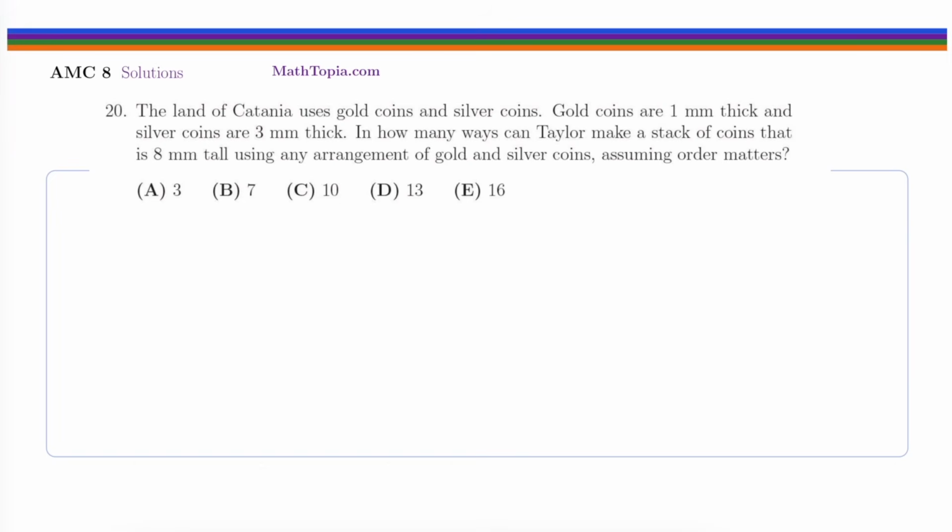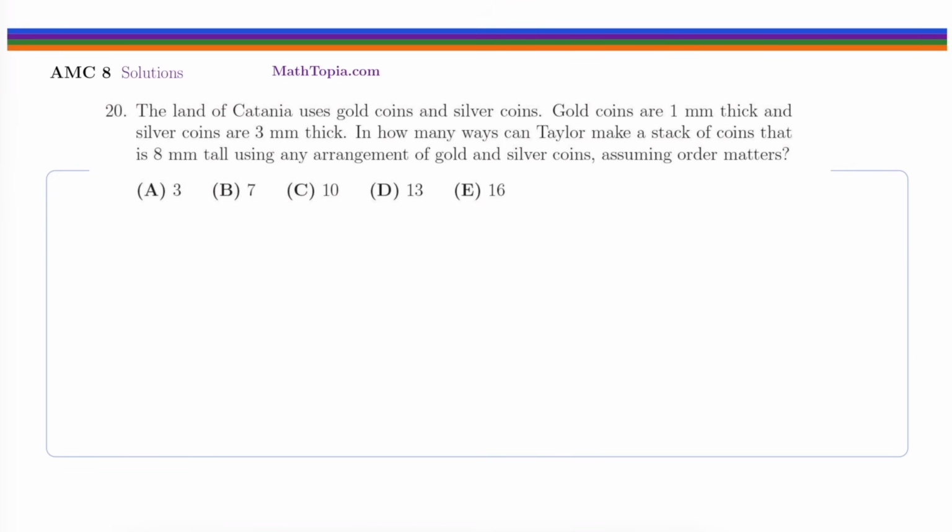Next up, the land of Catania uses gold coins and silver coins. Gold coins are 1 millimeter thick, and silver coins are 3 millimeters thick. In how many ways can Taylor make a stack of coins that is 8 millimeters tall using any arrangement of gold and silver coins, assuming order matters? Lucky for us, these numbers are pretty small, so we can just do casework.